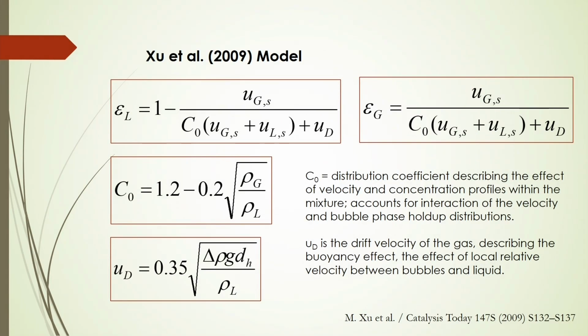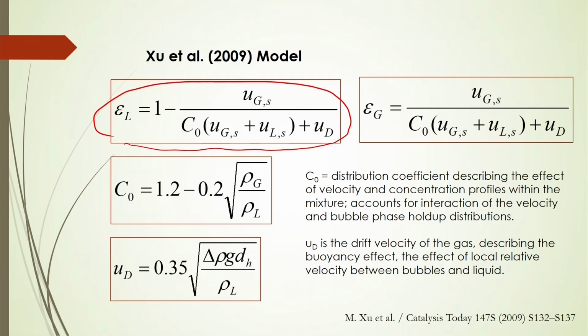Now, as per the Zhu et al. model, they have developed a relationship between the liquid hold up and the operating variables. For the gas liquid system, if gas and liquids are flowing at a certain velocity, you can calculate the liquid hold up from this relationship: epsilon L equals 1 minus U_GS divided by C_0 times (U_GS plus U_LS) plus U_D. So, from this relationship you can get directly what the liquid hold up should be.